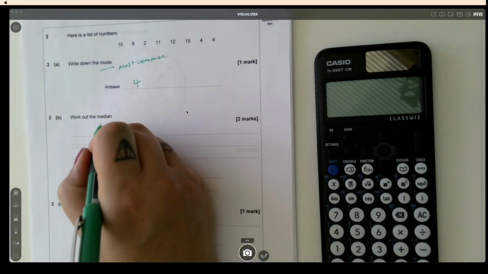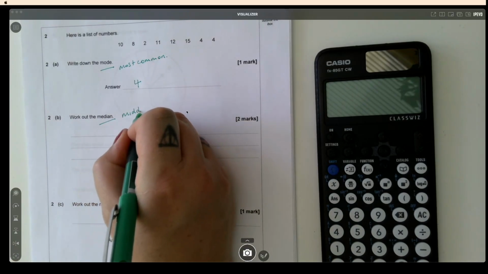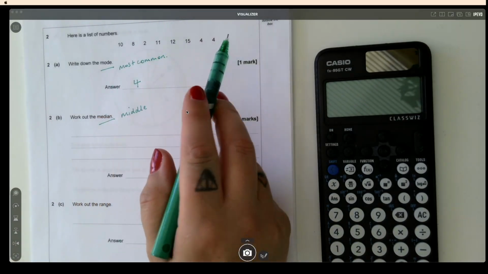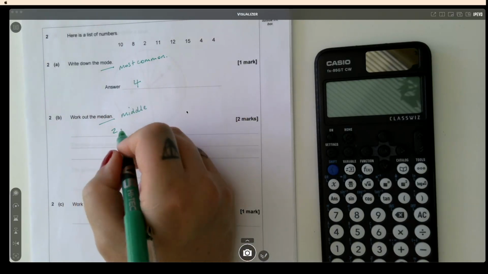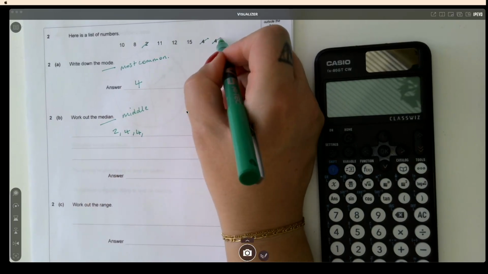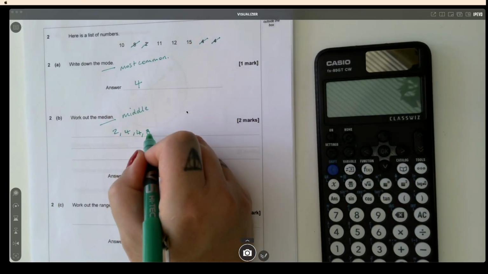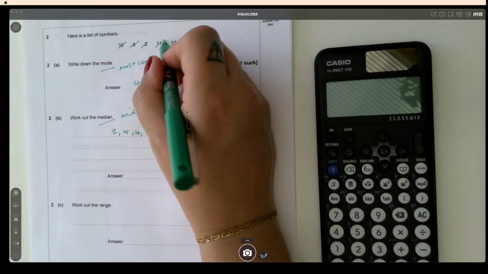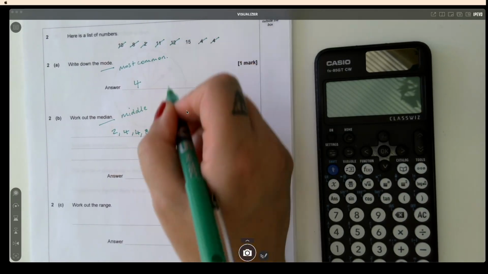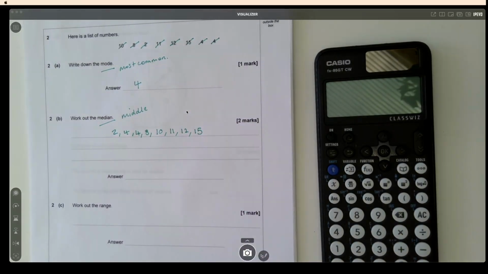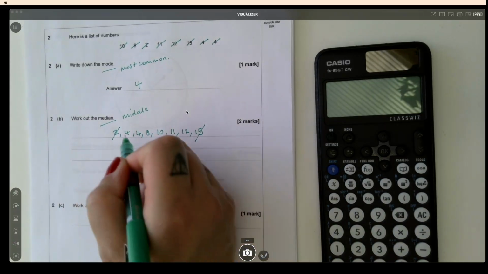2b, work out the median. Median is the middle of the data set. So I need to write these numbers in order. So 2, 4, 4, then it would be 8, 10, 11, 12 and 15. So now I'm going to cross off one from either side until I find the middle number.